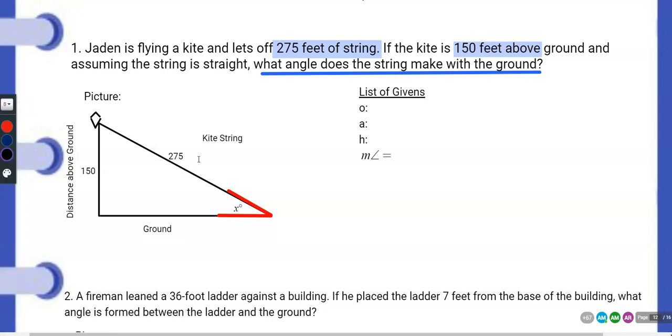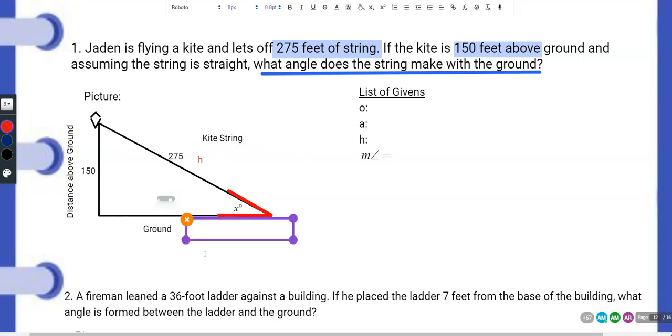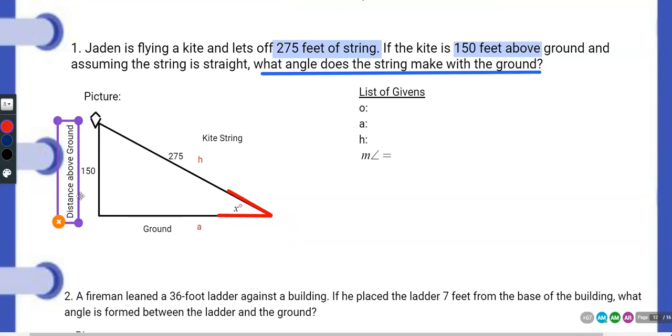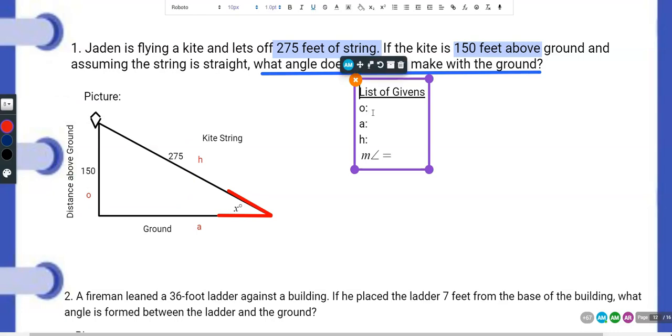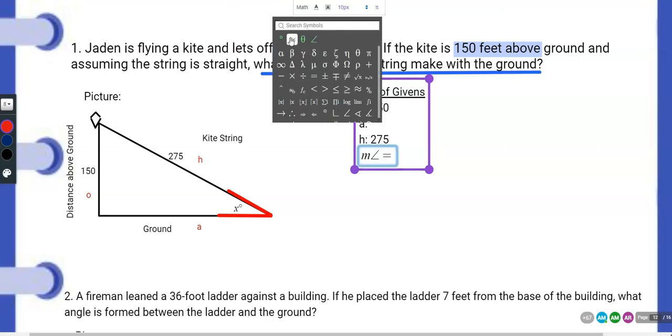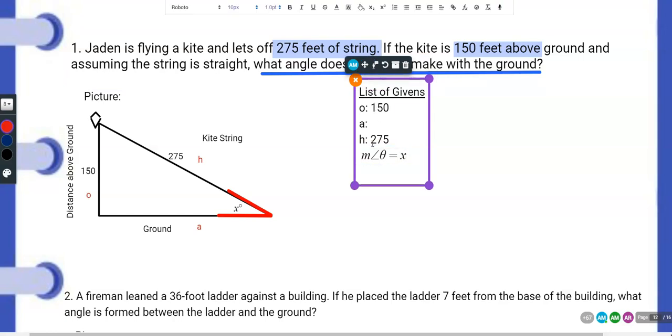So again, find your hypotenuse. We're going to label that H. The adjacent side to the angle is going to be labeled A. Remember, that's the side that is touching the angle. We have it highlighted. And the opposite side will be the side that is not highlighted. So in this case, we have that opposite is 150. Our hypotenuse is 275, and the measure of the angle is our unknown, and that's what we're looking at. So we have opposite, we have hypotenuse.